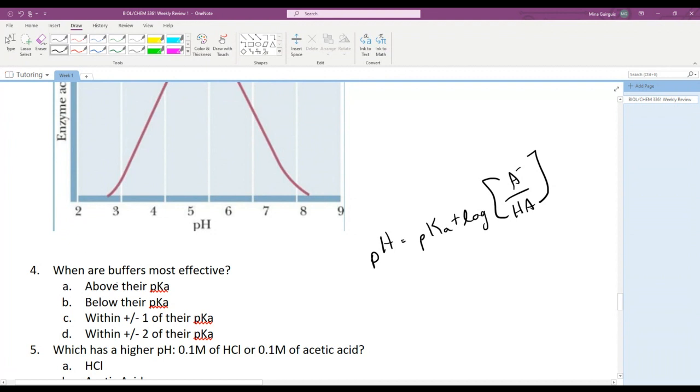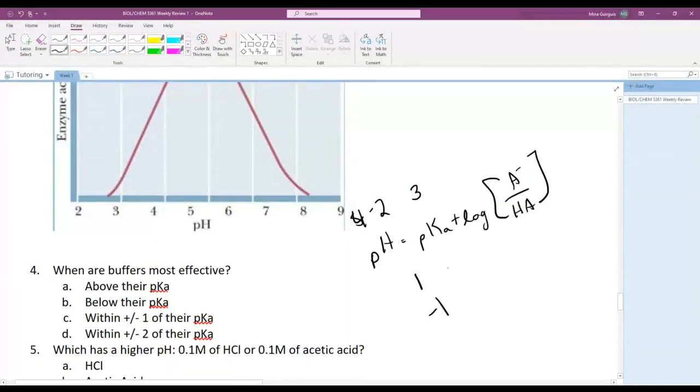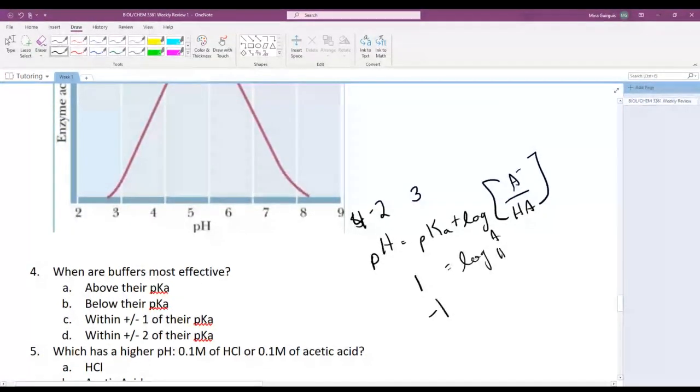Within plus or minus 1 of our pKa, what does that mean? It means that if the pKa is 3, then a pH between 4 and 2 will be the effective buffer range. Why is that? Because it makes the difference between the pH and the pKa 1 or -1, and that equals the log of base over acid.